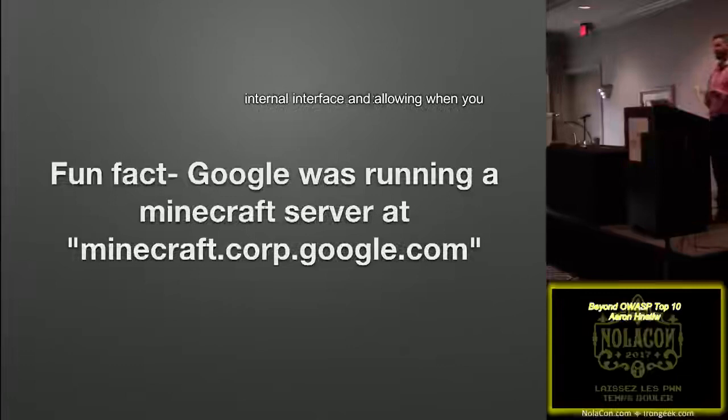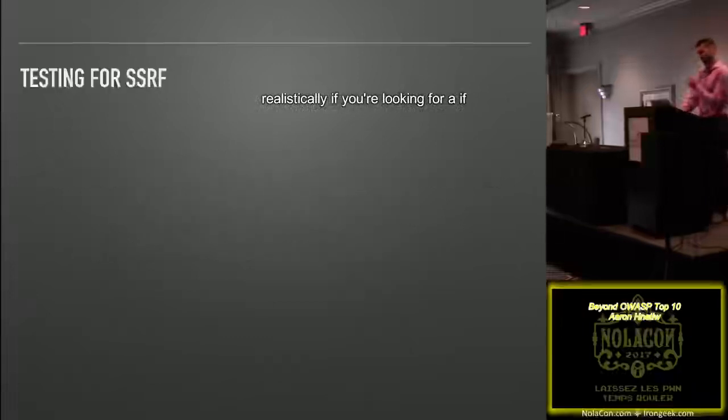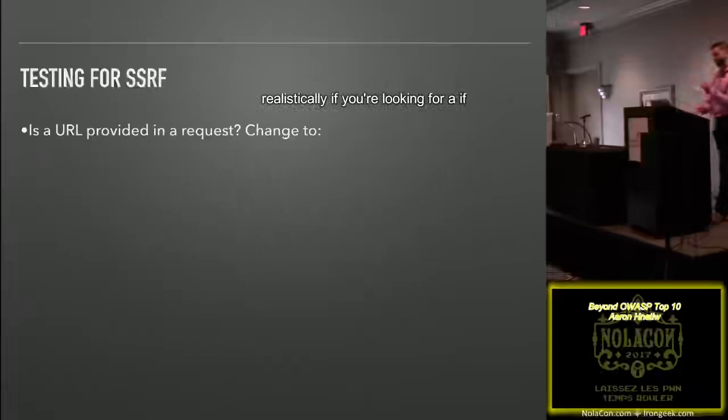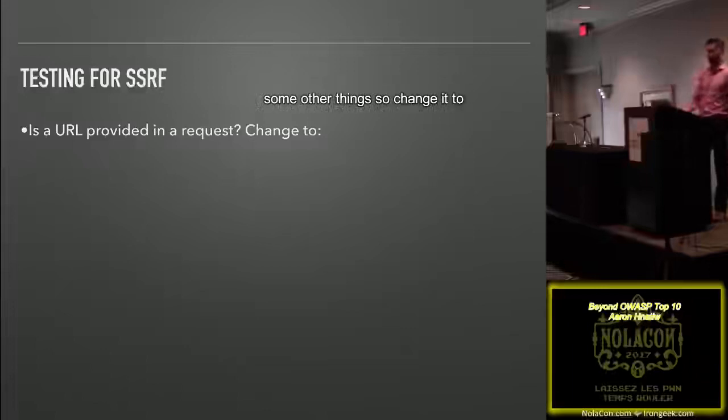So this is another instance of having an internal interface. When you get this vulnerability, server-side request forgery, making a request allows it into the internal network in a way that would never have been exposed before. So it can be particularly dangerous. How do you test for it? Realistically, if you're looking at requests, you're going to see a URL. If you see a URL anywhere in a request, there's a lot of fun things that you can do with it. But for this particular instance, try changing it to some other things.